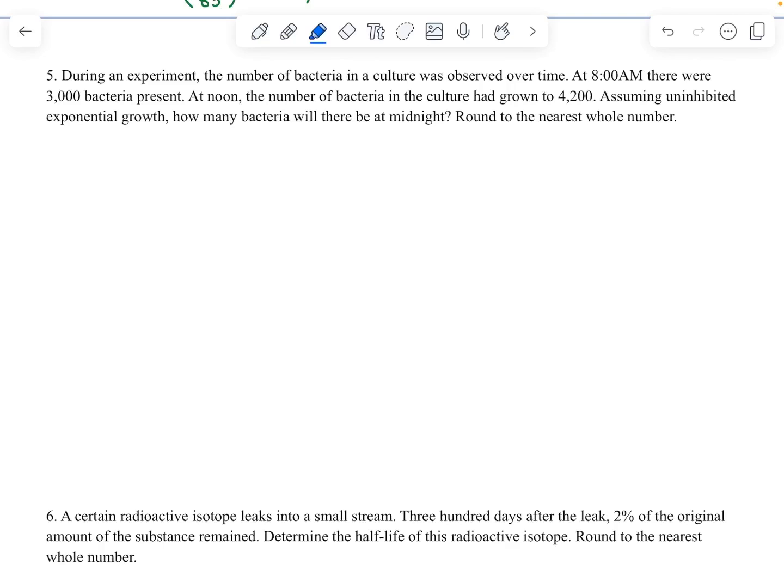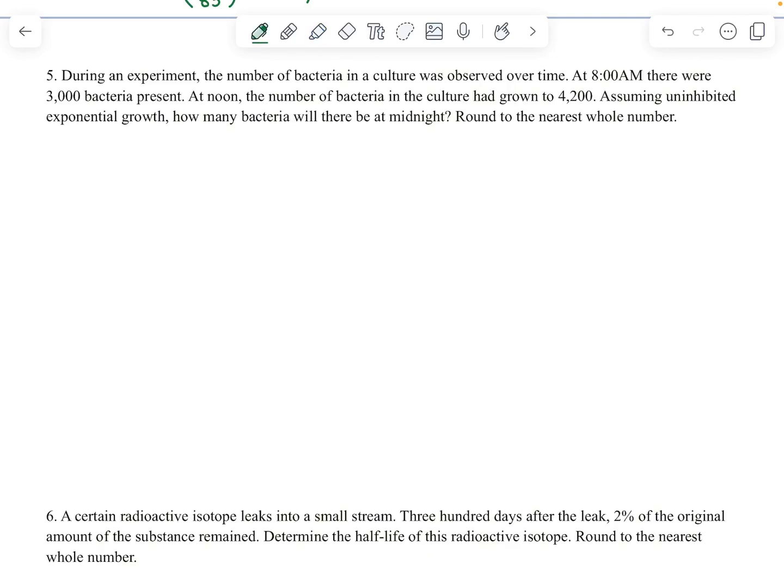Let's begin. During an experiment, the number of bacteria in a culture was observed over time. At 8 a.m. there were 3,000 bacteria present. At noon, the number of bacteria in the culture had grown to 4,200. Assuming uninhibited exponential growth, how many bacteria will there be at midnight? Round to the nearest whole number.